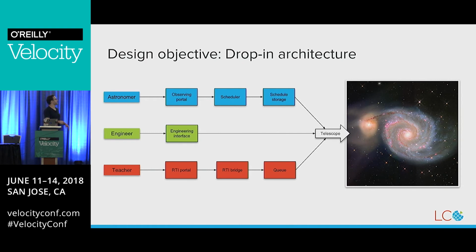The final workflow is the real-time interface for a teaching person to be able to use. This sidesteps all of the existing architecture because we don't want any of the complexities or difficulties to go through there. So as I showed in the last slide, there is the web portal, the bridge, and the queue that talk to the telescope to make observations.